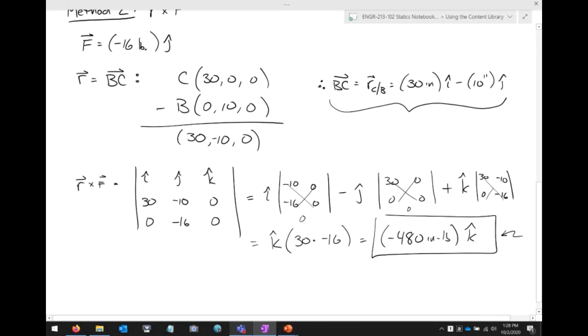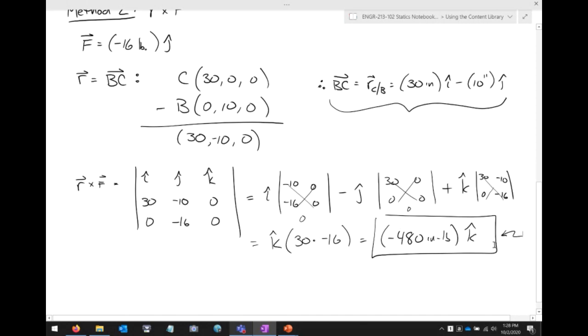While you all are thinking about that, let me write that vector on the board so that we just sort of have it. I don't have to keep scrolling back and forth. So this was the moment vector for the 16-pound force couple is minus 480 K. Everybody good?